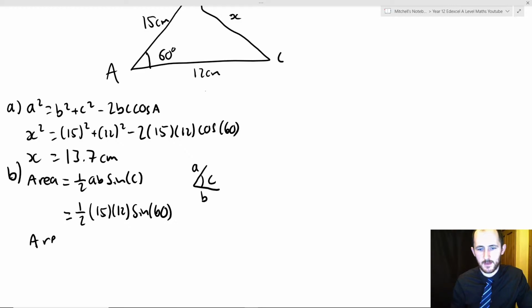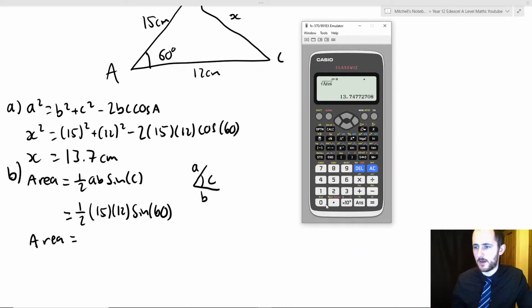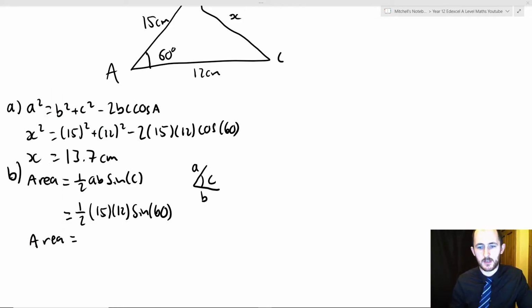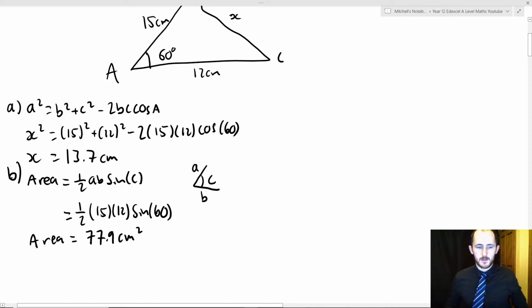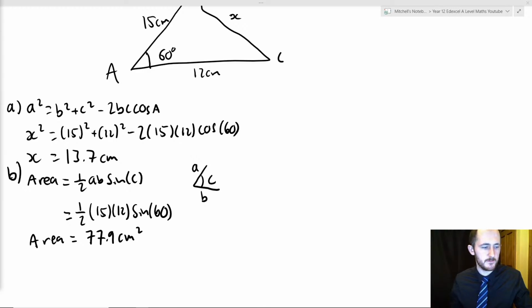That will give me the area. So half, so I'm just going to call it 0.5 times 15 times 12, and then sine 60. 45 root 3, which is 77.9 centimeters squared. And again, don't forget the units because they are very particular about the units. So again, not too bad to begin with, but it's going to get trickier and trickier as we go along, so please let me know if it gets too tricky.